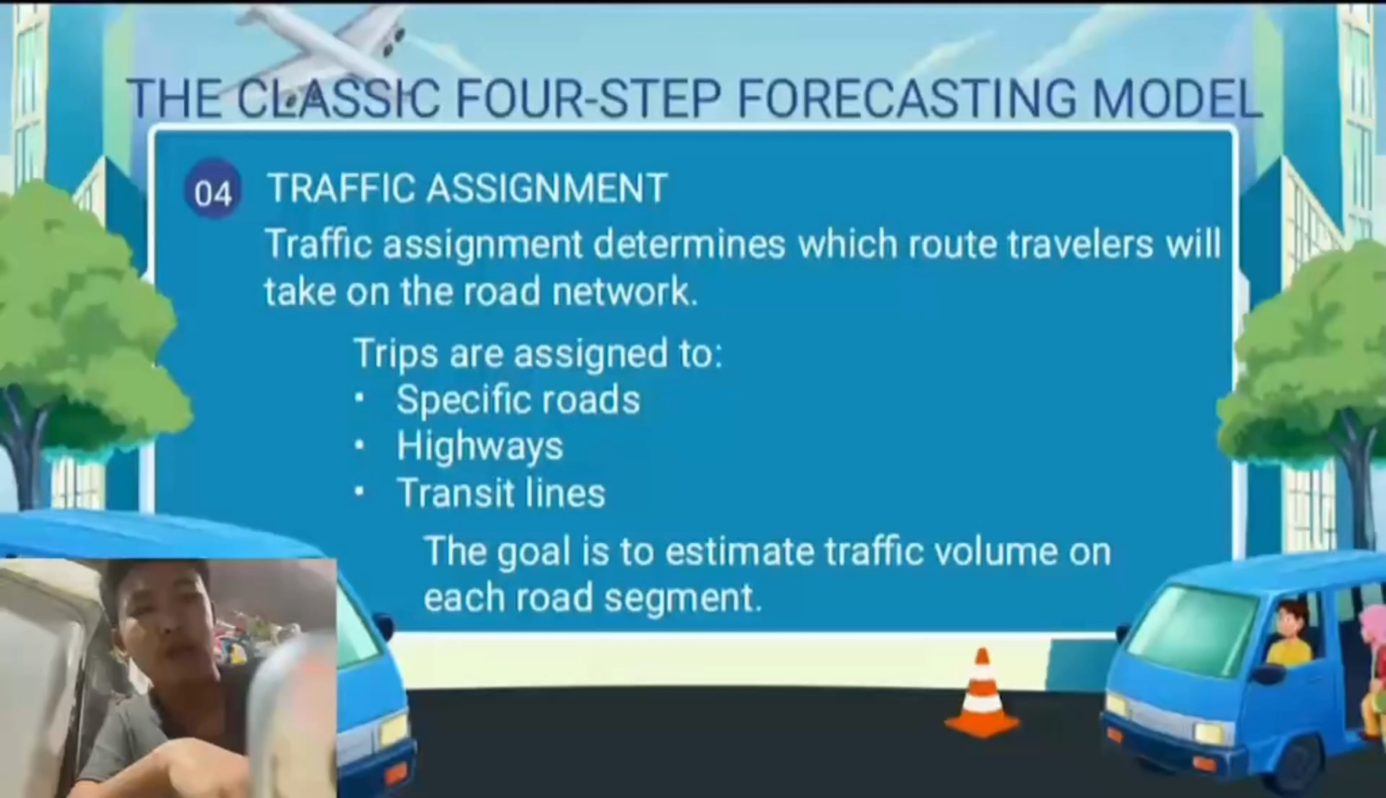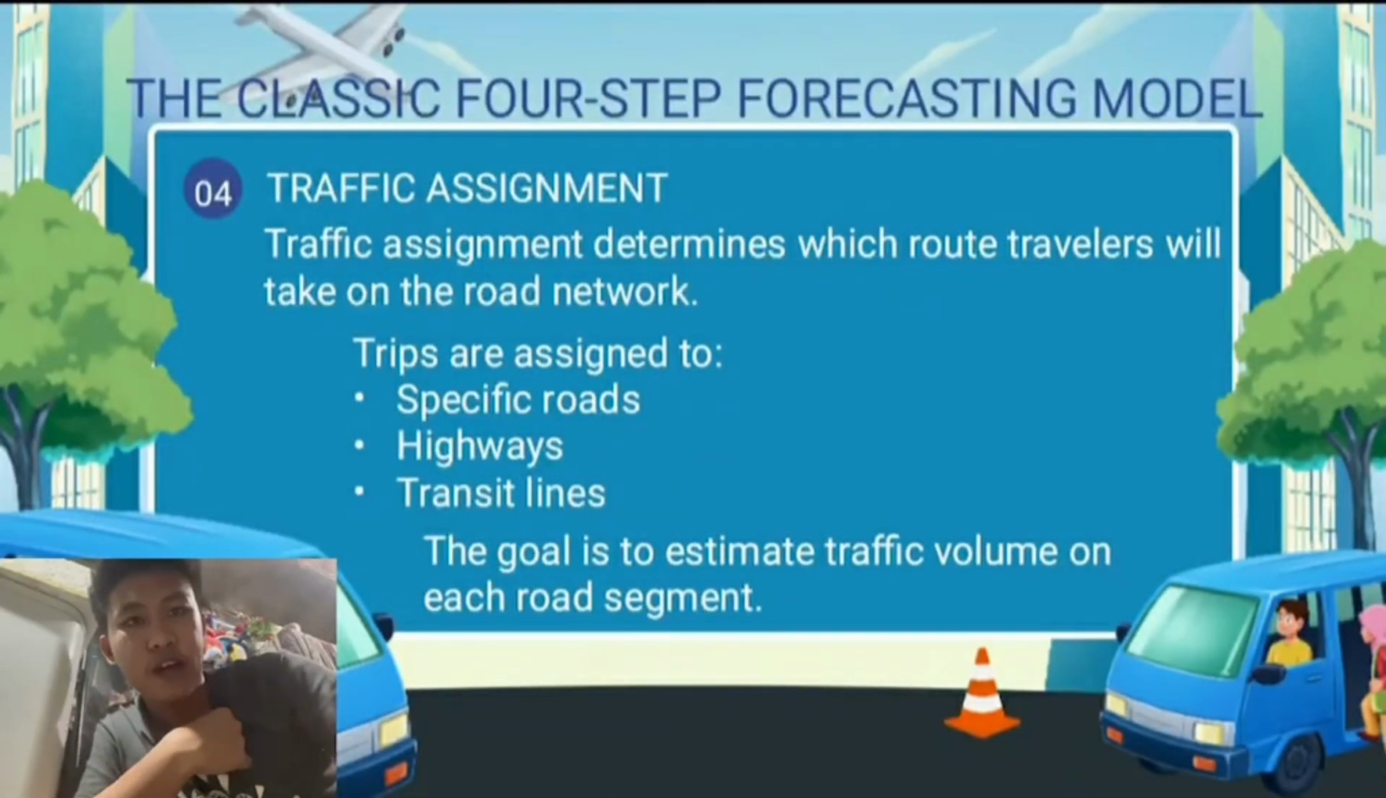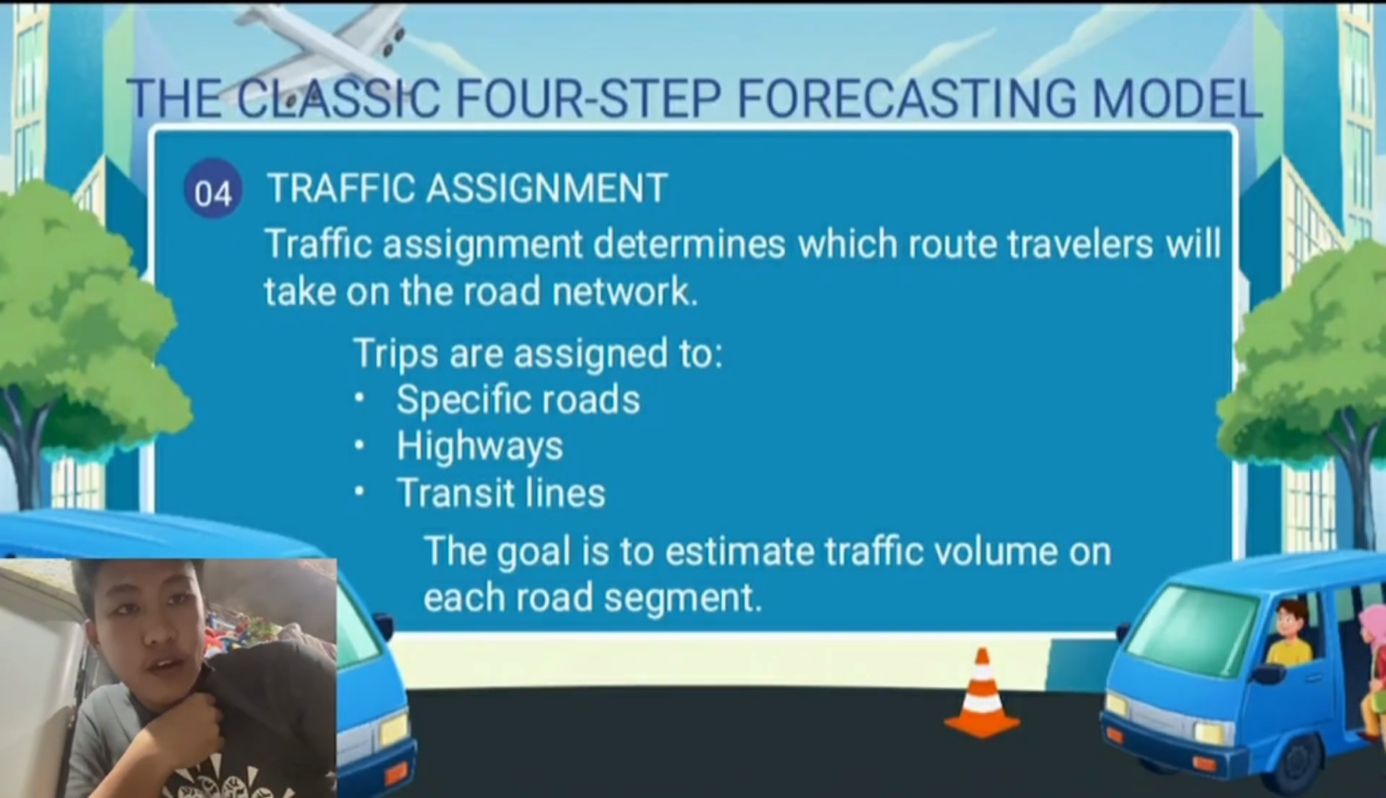For my part, for the continuation of the classic 4-step forecasting model, this is traffic assignment. Traffic assignment determines which route travelers will take on the road network. Trips are assigned to, number 1, specific roads, 2, highways, 3, transit lines. And the goal is to estimate traffic volume on each road segment.